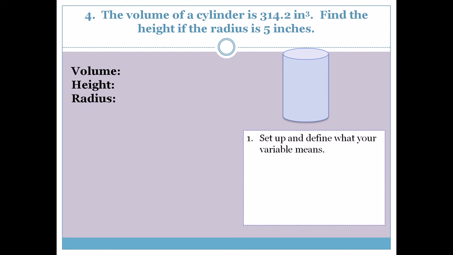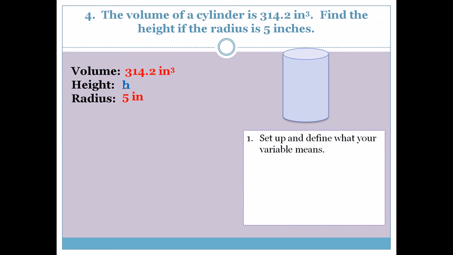I'm looking for height. I need a radius. What volume did they give me? 314.2 inches cubed. They gave me a radius, 5 inches. They did not give me a height, so I gave it a variable of h. I always just start writing those things down right up front because it helps to organize what I'm looking for.